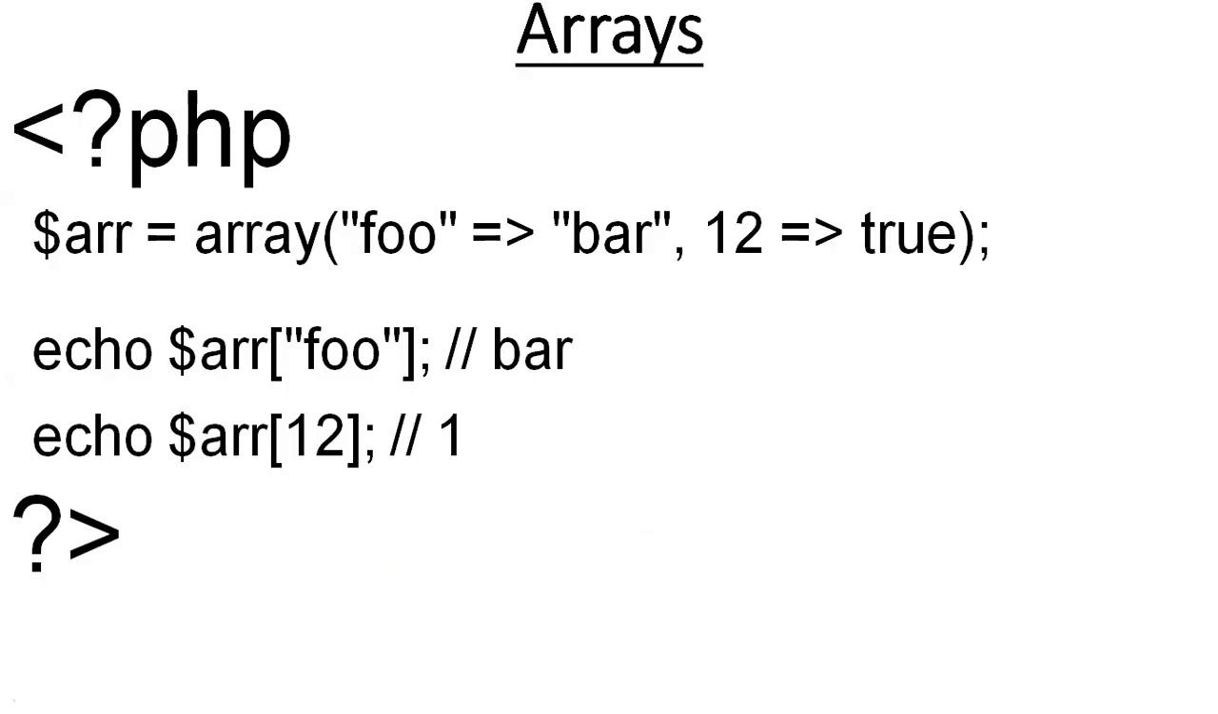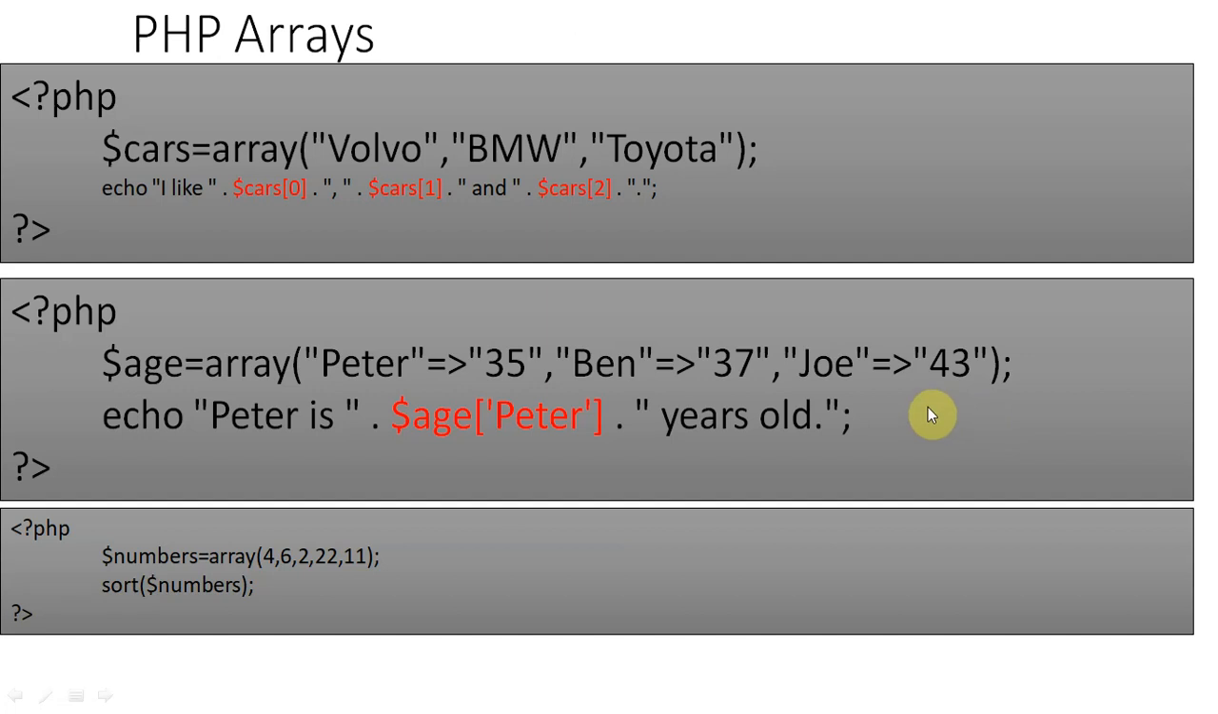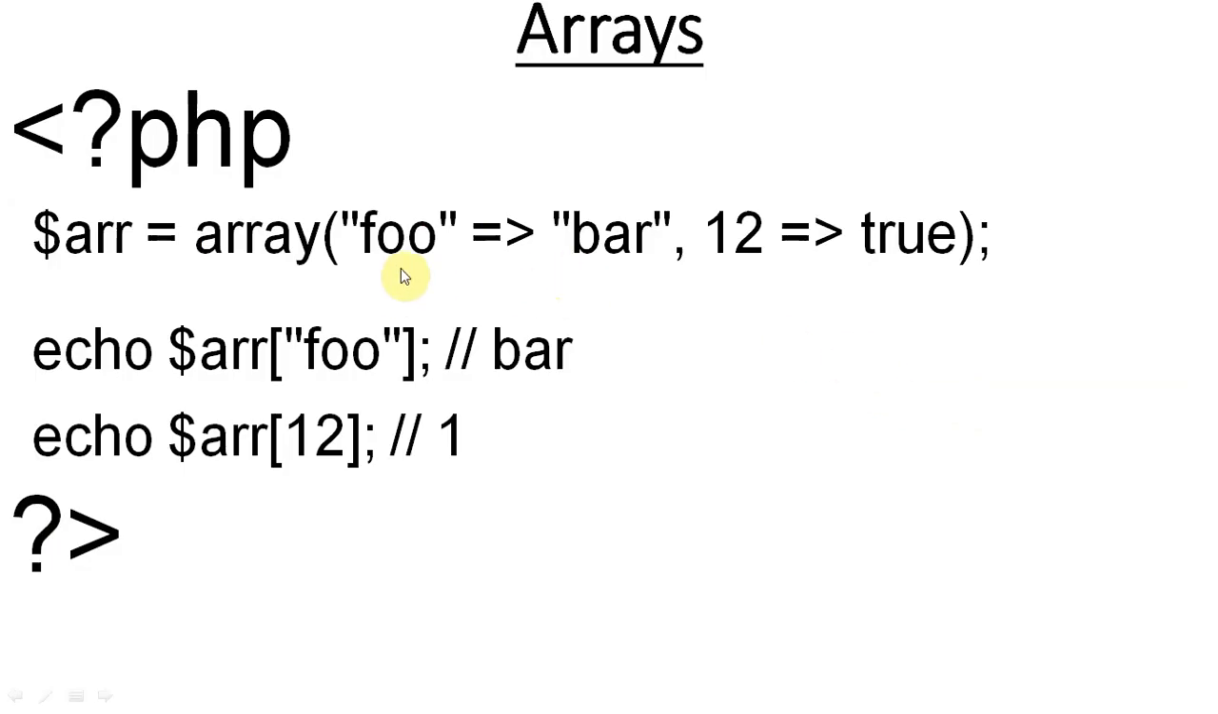Now again I am showing this program. Here we are starting the program with the question mark PHP, and in this program we have stored the bar value at position 4 and the 2 value at position 12. Accordingly, as in the previous program where at the Peter position we have 35, at the Ben position 37, and at the Joe position 43, here at position 4 we are storing bar, and at position 12 we are storing 2.